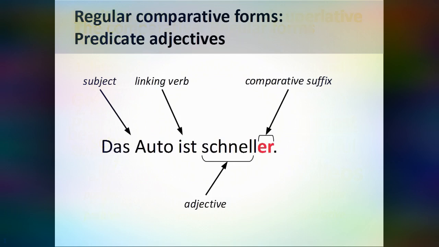You can use the comparative as a predicate adjective, which is simply an adjective that follows a linking verb and modifies the subject of the sentence. As you see on the screen, the linking verb for this sentence is ist, and the subject of the sentence is das Auto. The adjective schnell comes after the linking verb and is modified by the comparative suffix er. The sentence das Auto ist schneller means the car is faster.